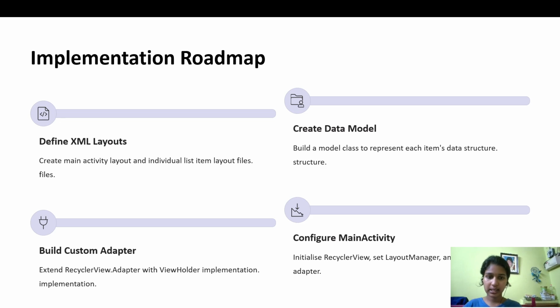Then we need to create the data model, a simple data class you will use to hold the information for each item. Like the example I gave before, it's like a music list item, so we can store each music title in it. Then build the custom adapter. This is the core of this implementation.